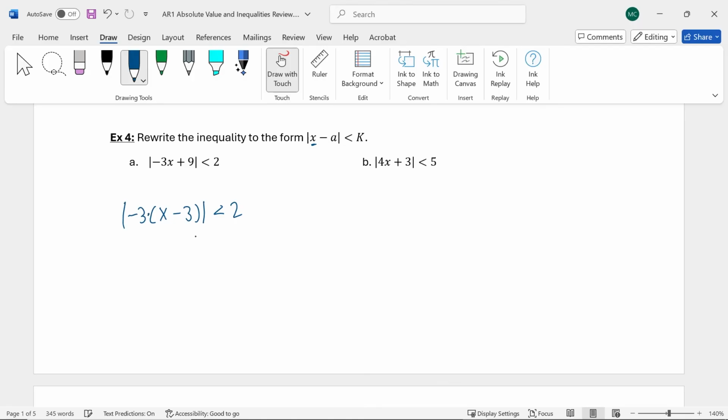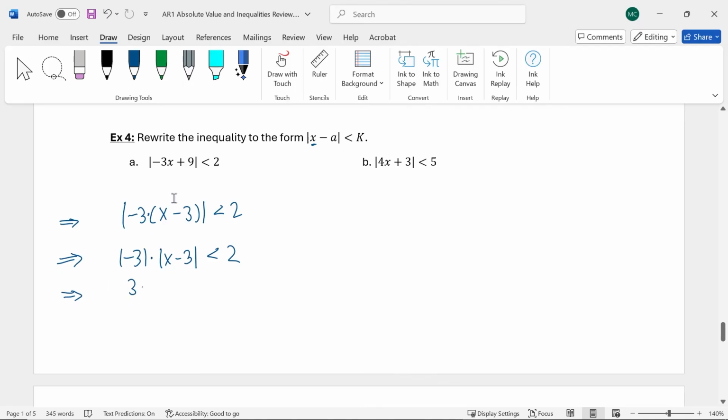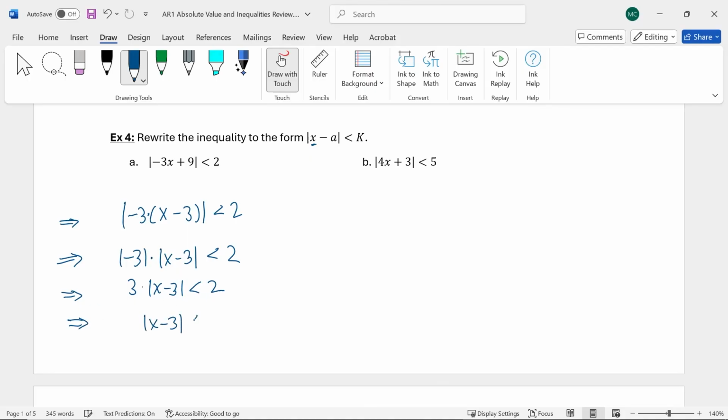Now, as we said before, when we have an absolute value of a product, we can split up that product and make this the absolute value of negative 3 times the absolute value of x minus 3. So this whole thing is less than 2. The absolute value of negative 3 is, of course, just 3. And now I'll divide that 3 across, and I get the absolute value of x minus 3 is less than 2/3, which is exactly the form that was asked for.